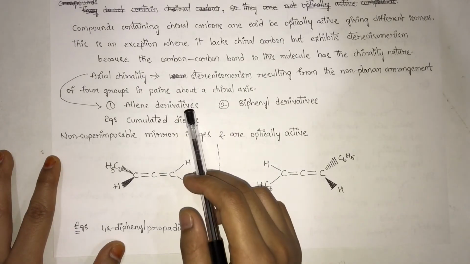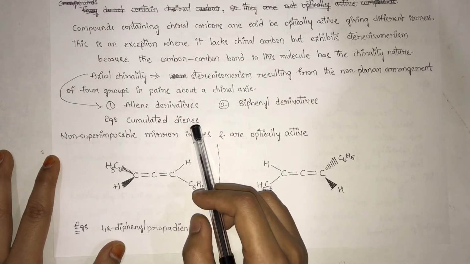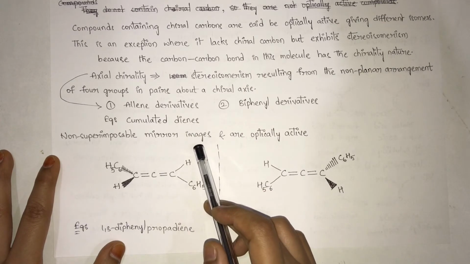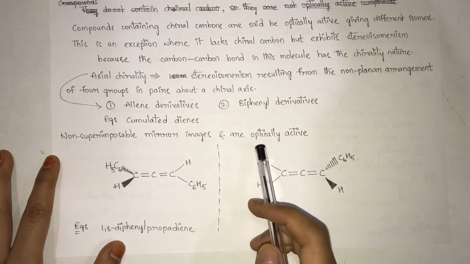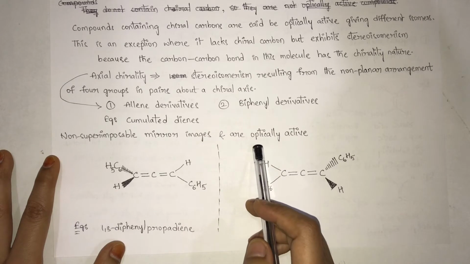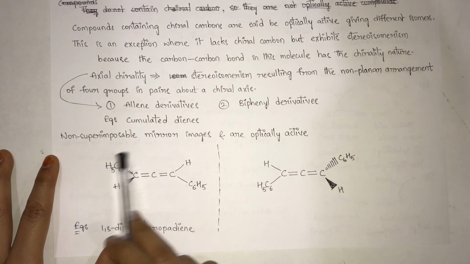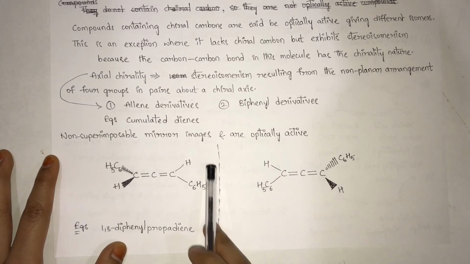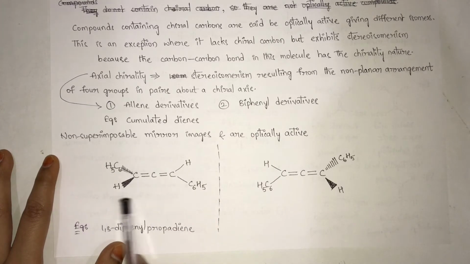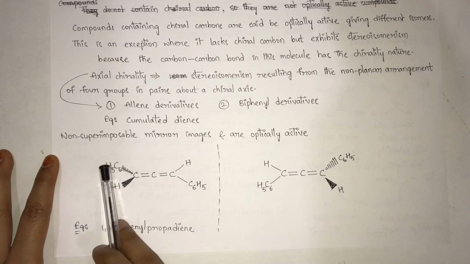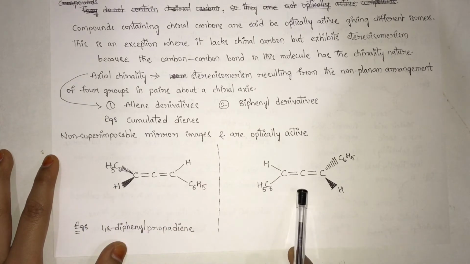Allene derivatives, examples of cumulated dienes, where these are non-superimposable mirror images and are optically active. There is an example, 1,3-diphenylpropadiene. Up to here the molecule is in plane. This hydrogen is towards us and the phenyl group is away from us. On placing a mirror, we will get a mirror image which is non-superimposable in nature.